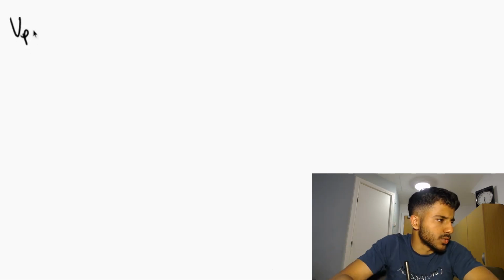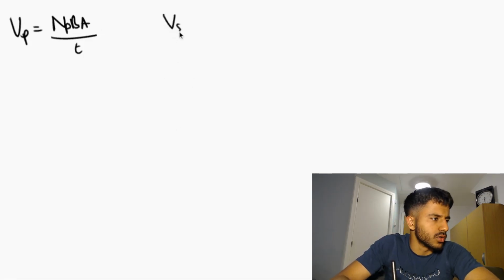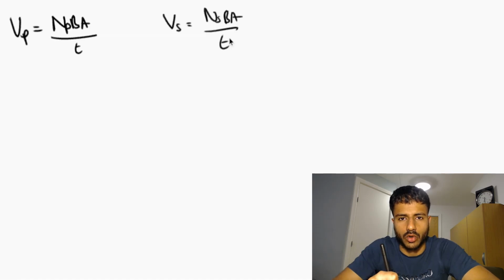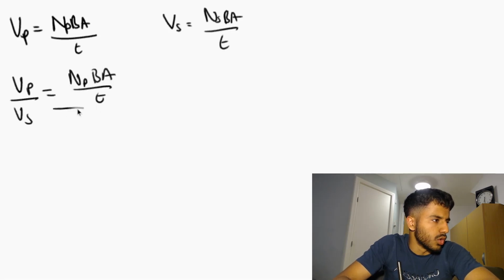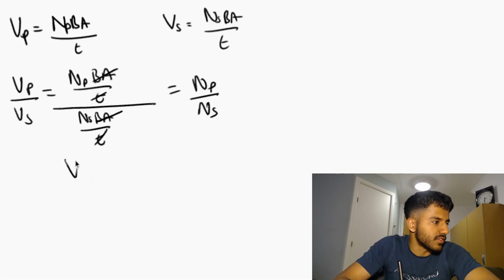Well, we know the voltage across the primary coil is equal to NBA over T, where N_P is the number of turns on the primary coil. We know that across the secondary coil, the voltage is equal to NBA over T as well, but this time N_S is the number of turns on the secondary coil. So if we were to find out the ratio from V_P to V_S, we can see that it's equal to N_P BA over T all over N_S BA over T. These all cancel, so we just get N_P over N_S. So we can say that V_P over V_S is equal to N_P over N_S.